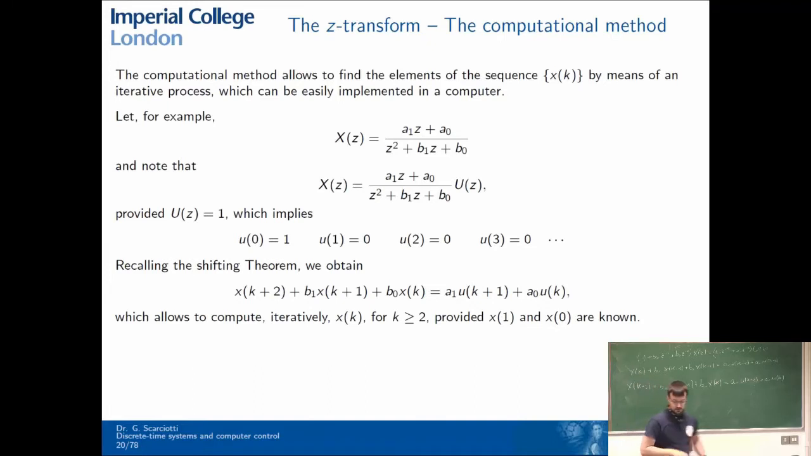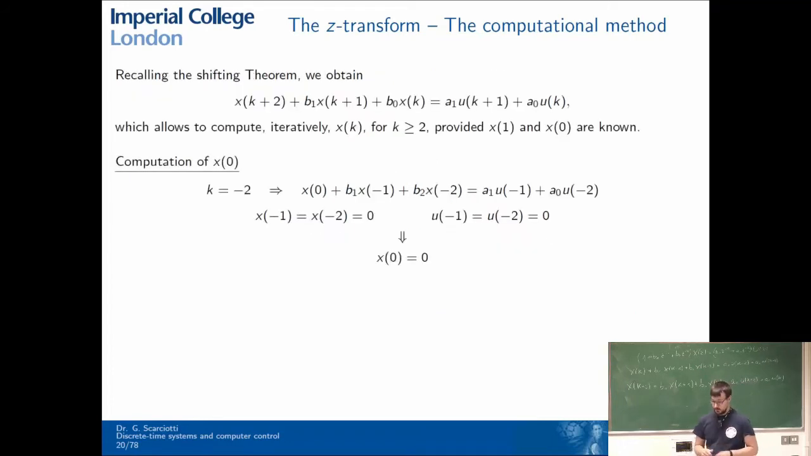So how does it work now? Basically, this expression is an iterative expression, and if we know x1 and x0, then it's possible to compute the next x of k for all values of k greater or equal than 2. So to actually do this, we need the values of x1 and x0. So we first want to compute the value of x0. To do so, we replace k equal to minus 2 in this expression.